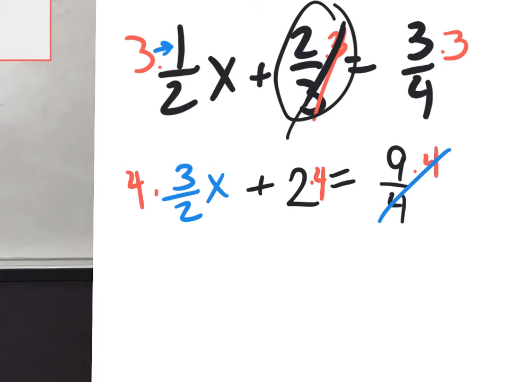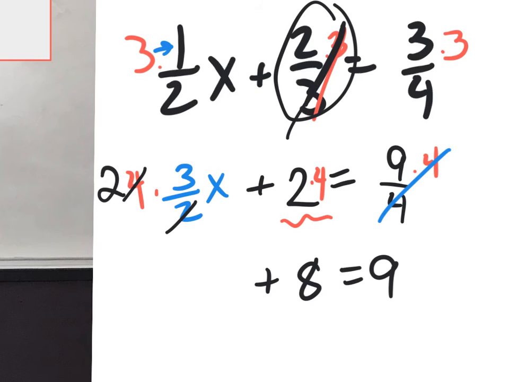So the 4's cancel. You end up with the equals 9. The 2 times 4 is 8. So we end up with the plus 8. And right here, the 4 up on top and the 2 on the bottom, 4 divided by 2 is 2. But you still have to multiply 2 times 3, and you will get 6 with an x.